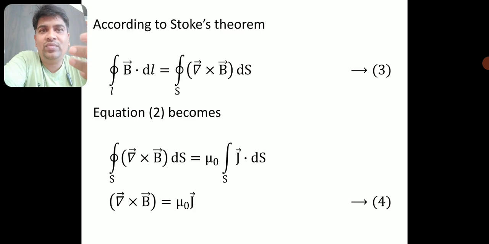I am just equating the quantities which are inside the surface integral, because I have surface integral on both sides, in the left hand side as well as in the right hand side. So I can equate the quantities very easily. So curl of B is equal to mu naught J, which I am calling equation number 4.